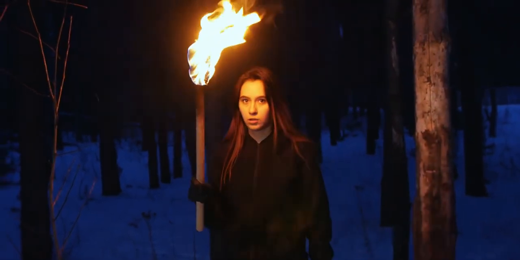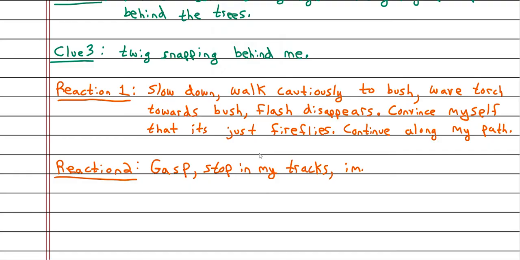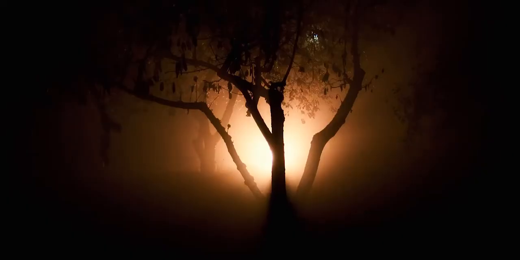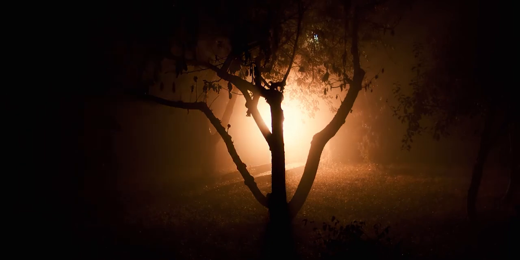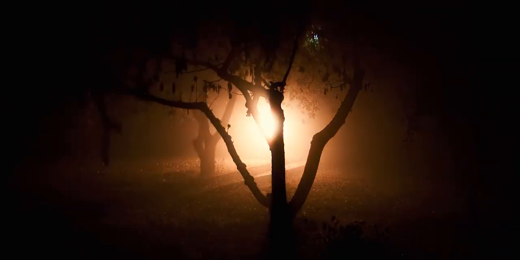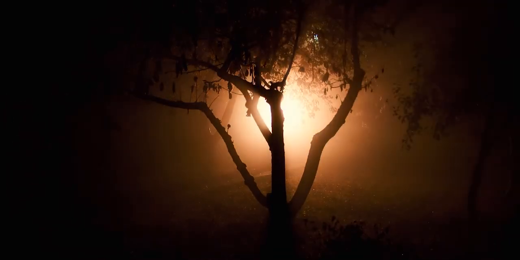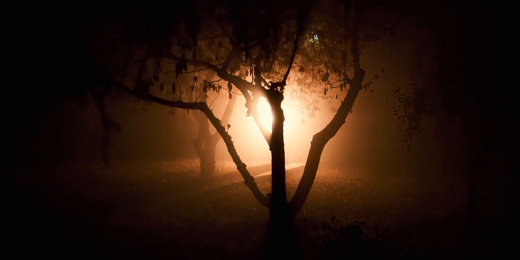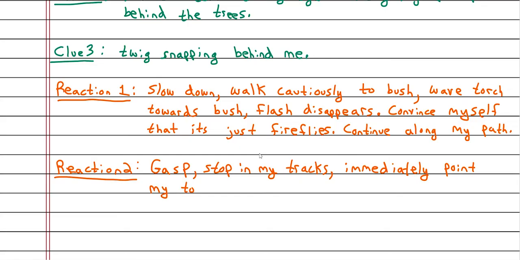And then I'm going to immediately do what? Point my torch towards where the shadow was. The shadow is probably gone, but I'm going to wave my torch to light up the area, because if I can light it up, I might be able to see what's there. So I'm going to immediately point my torch in that direction, in the direction of the shadow. I'm just going to write in that direction for now. This is my planning phase.